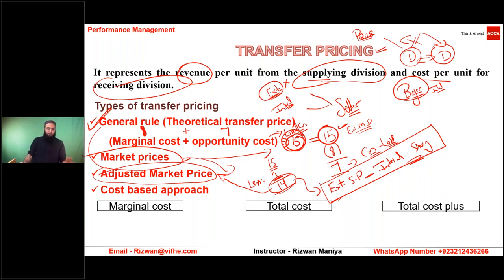Is it okay? So this means that from the general rule perspective, you are selling at an external market price, but if there is any genuine saving, you remove it. That's not a harm for you. You're not losing anything. It's a genuine saving. That's why you are just deducting that. So you can sell for 14 as well. Agreed? Say yes or no. Is adjusted market price, or I would say external selling price minus the internal saving, clear to you?